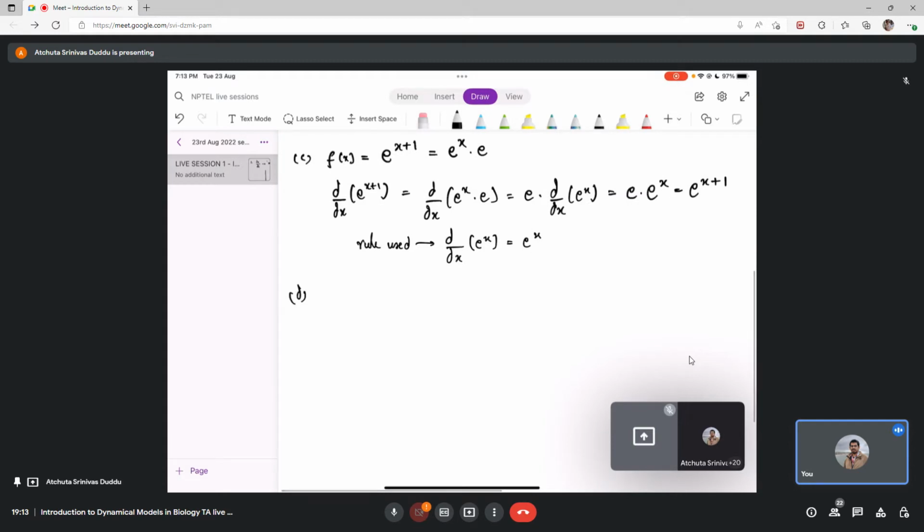Coming to the next bit, we have f of x equal to x into 1 minus x by k.